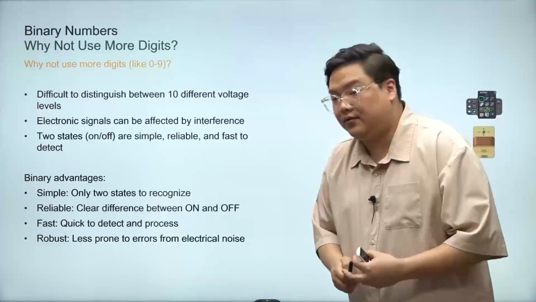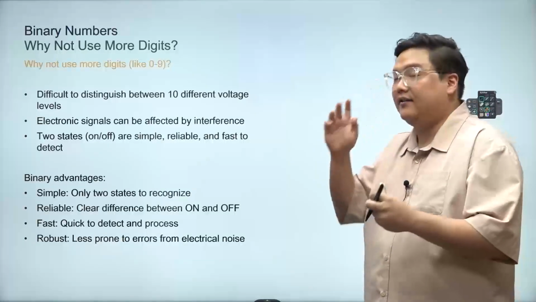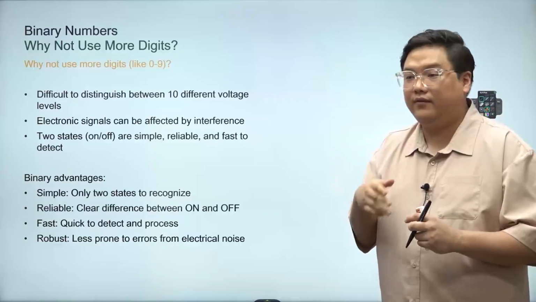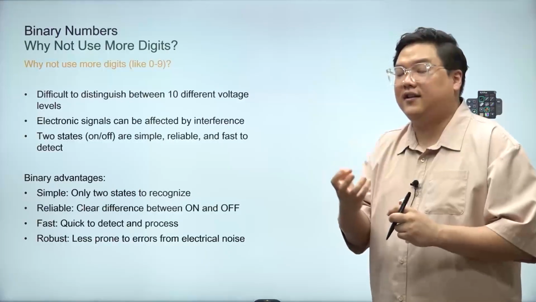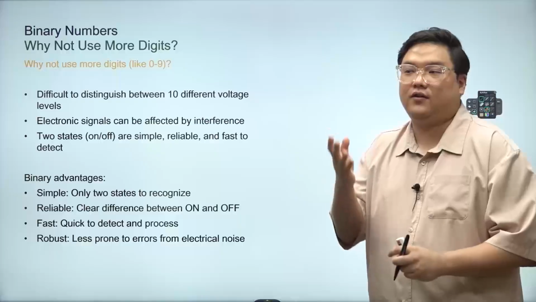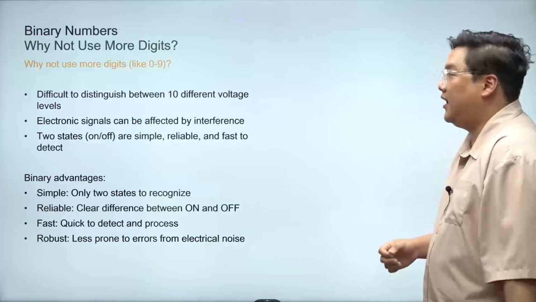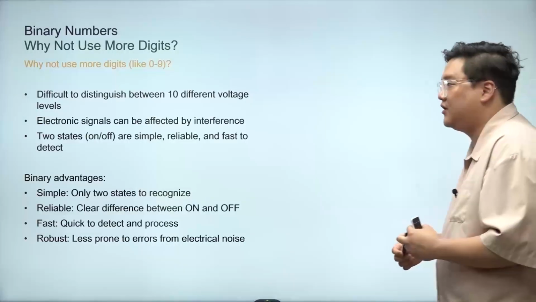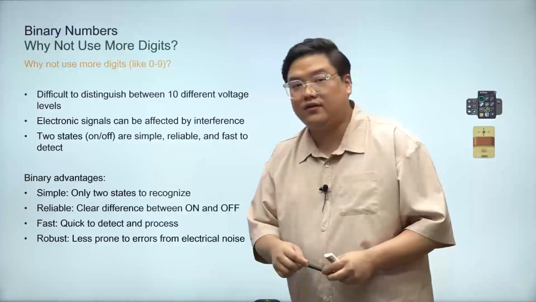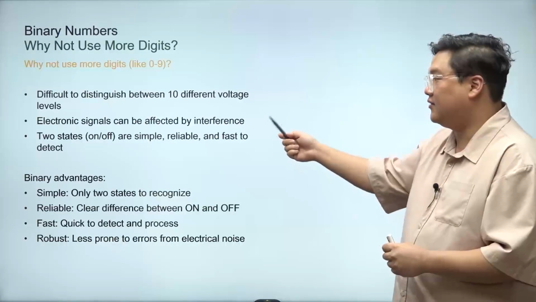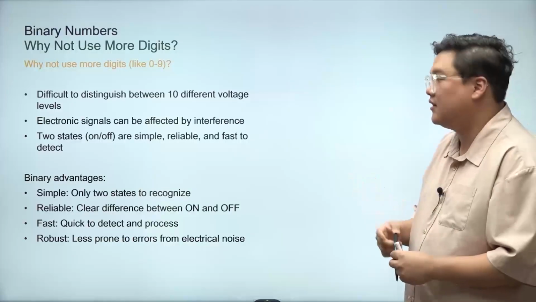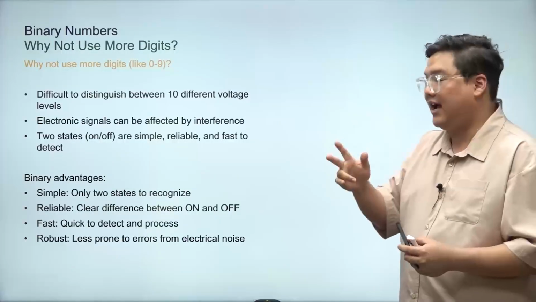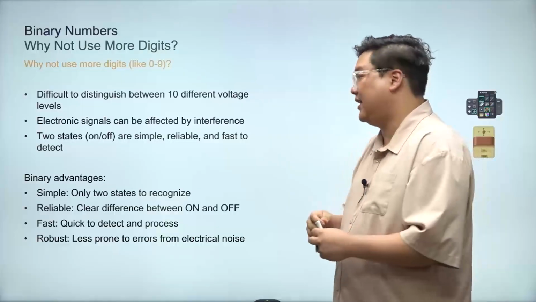And why don't we use more digits? Well, zeros and ones are very simple when we're trying to deliver a signal using electricity, so on or off, right? If we have numbers 0 to 9, it's actually difficult to distinguish between 10 different voltage levels. Electronic signals can be affected by interference. Two states are simple, reliable, and easy to detect.